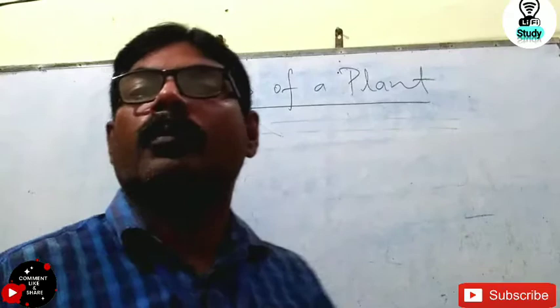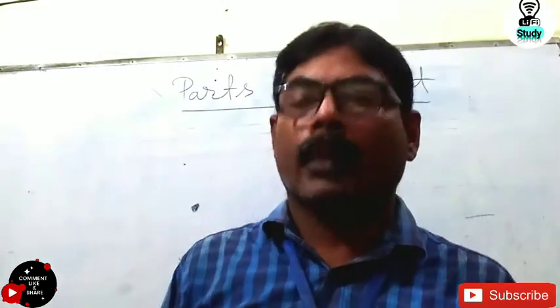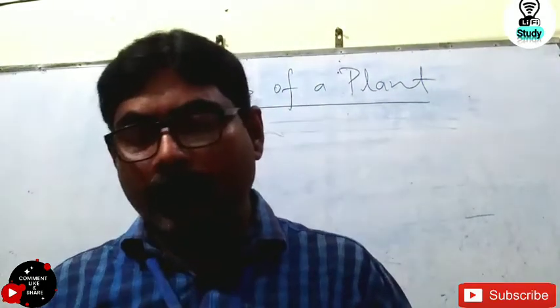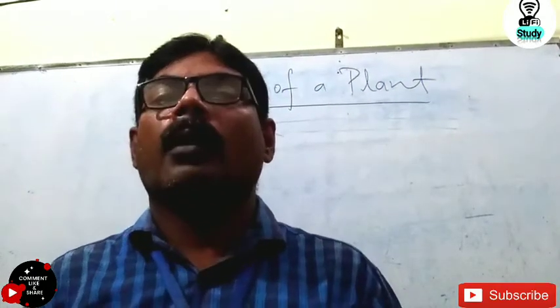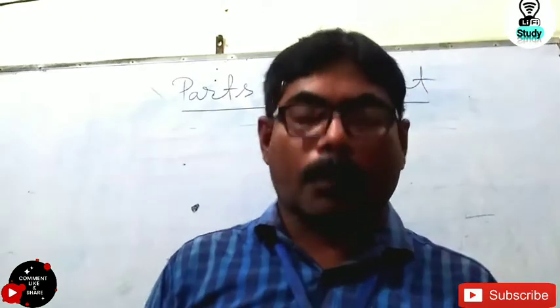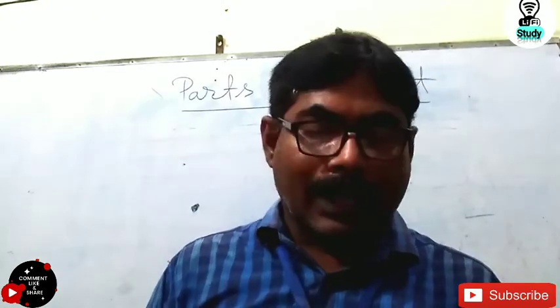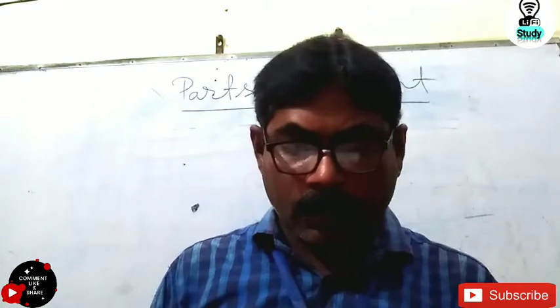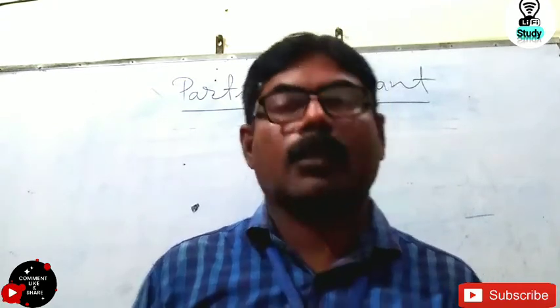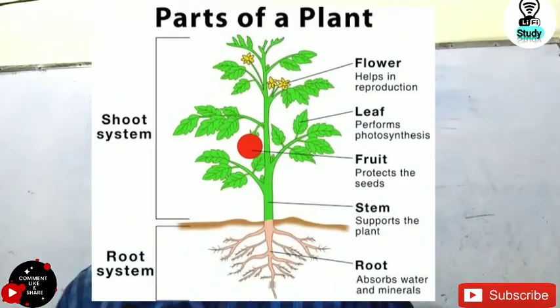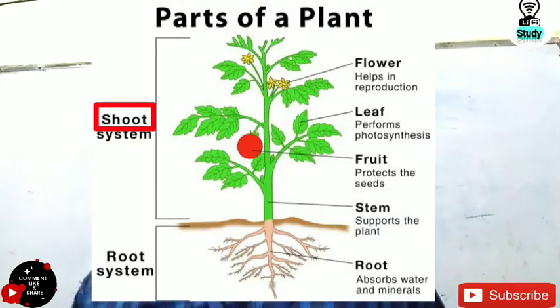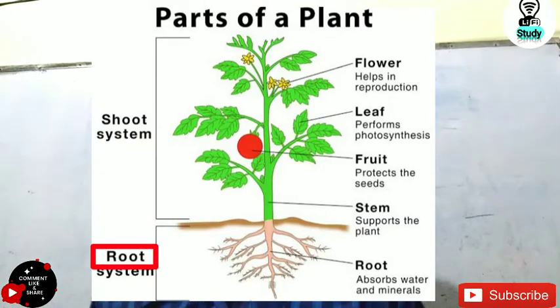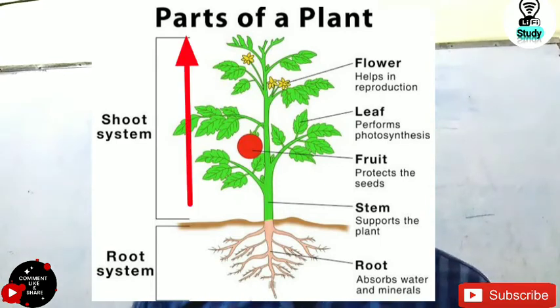Children, we know that plants have different parts and mainly the parts of a plant are divided into two parts. The two main parts: the first part is called shoot and the second part is called root. Children, shoot grows above the ground and root grows below the ground.